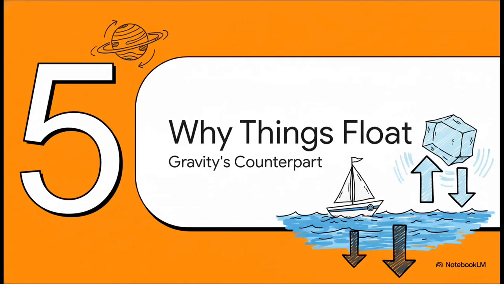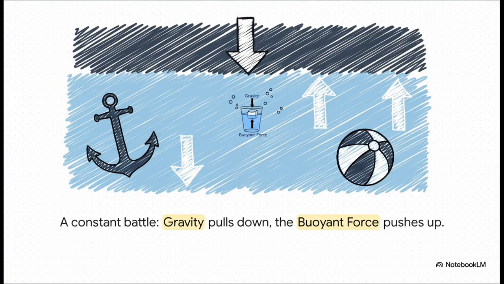Okay, so we've established that gravity is this constant downward pull. But that brings up a new question, right? If gravity is always pulling everything down, then how come some things, like a boat or even just an ice cube in your drink, float? Well, it turns out there's another force in the mix, a rival force.